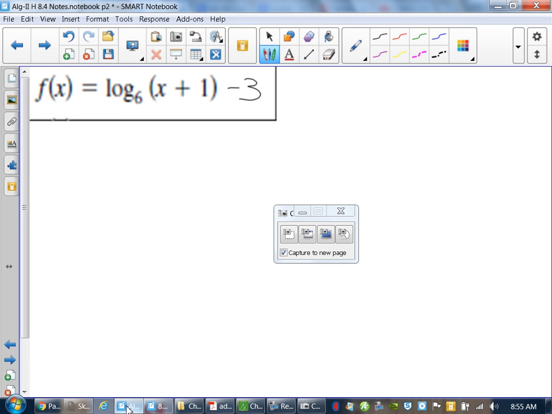Let's graph log base 6 of x plus 1 minus 3. So then is the vertical asymptote -1 or -3? -1. The k value has nothing to do with it. Your vertical asymptote's always at h. So you have a vertical asymptote at x equals -1. Your domain is all values of x that are greater than -1.